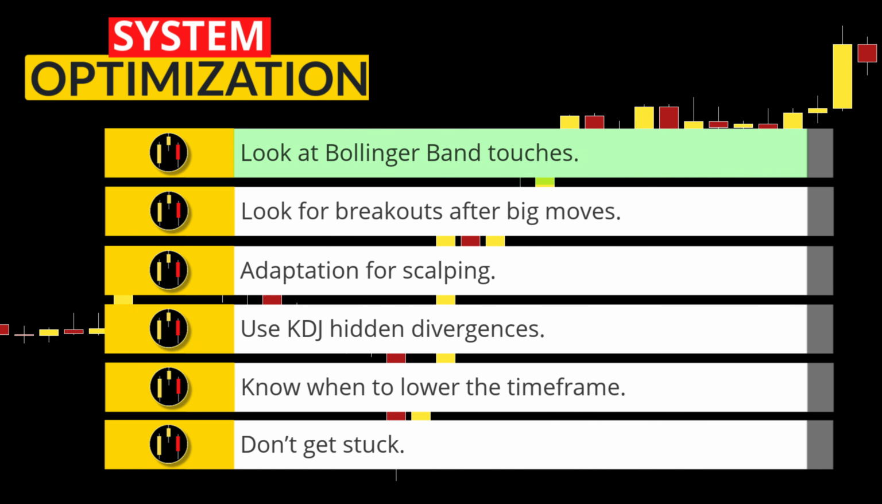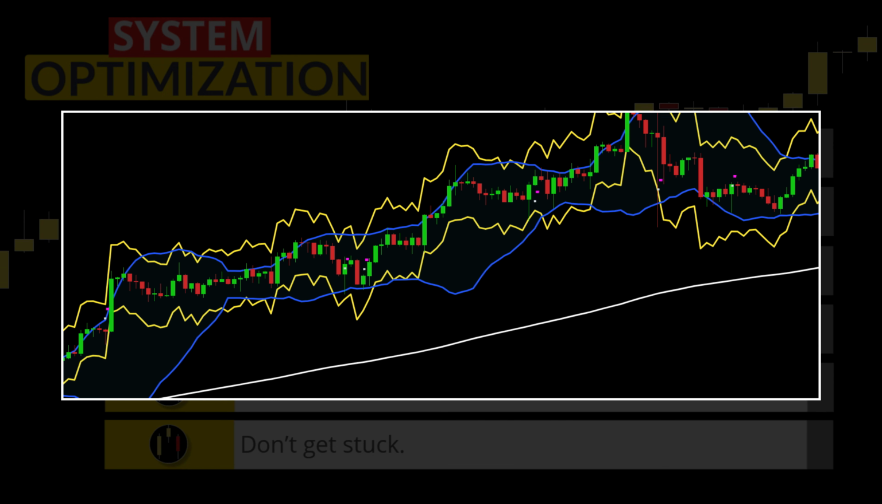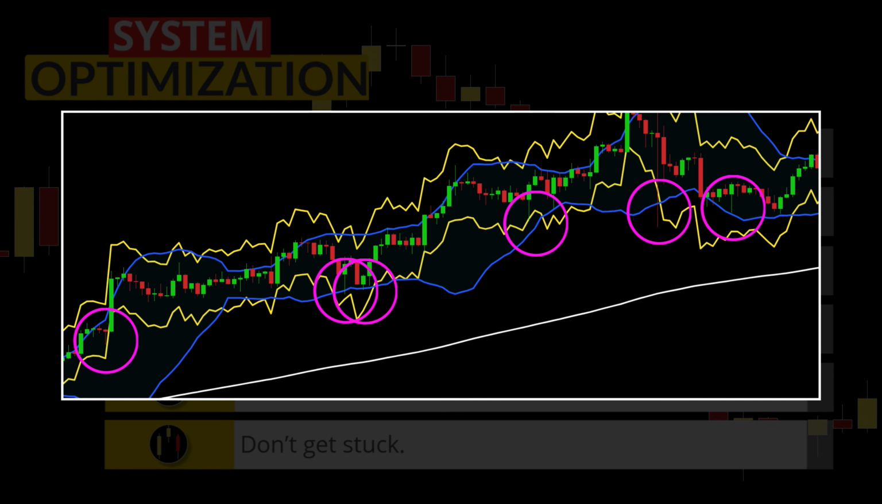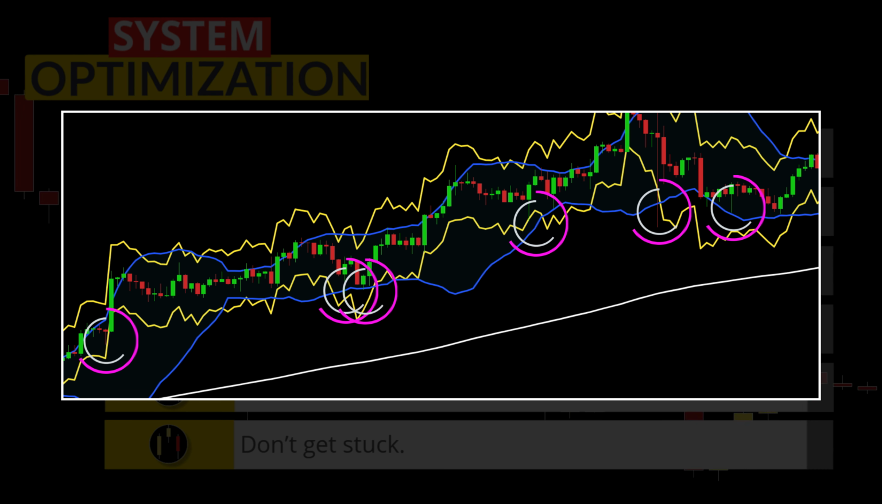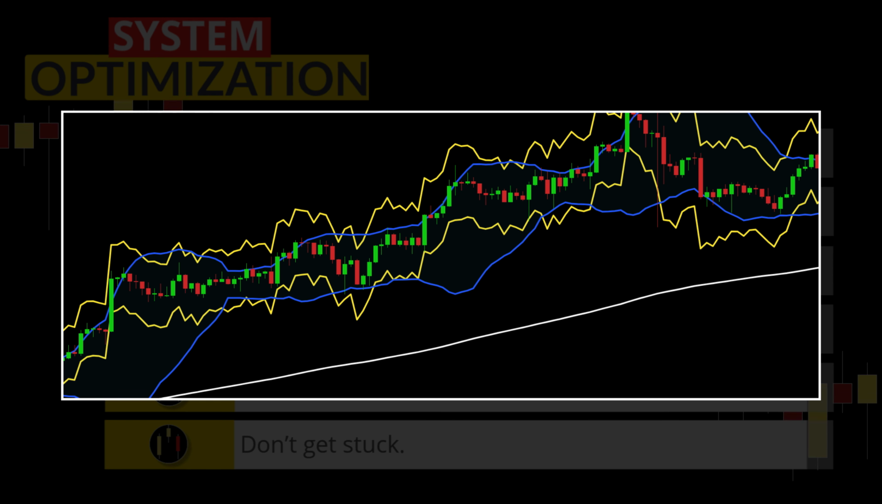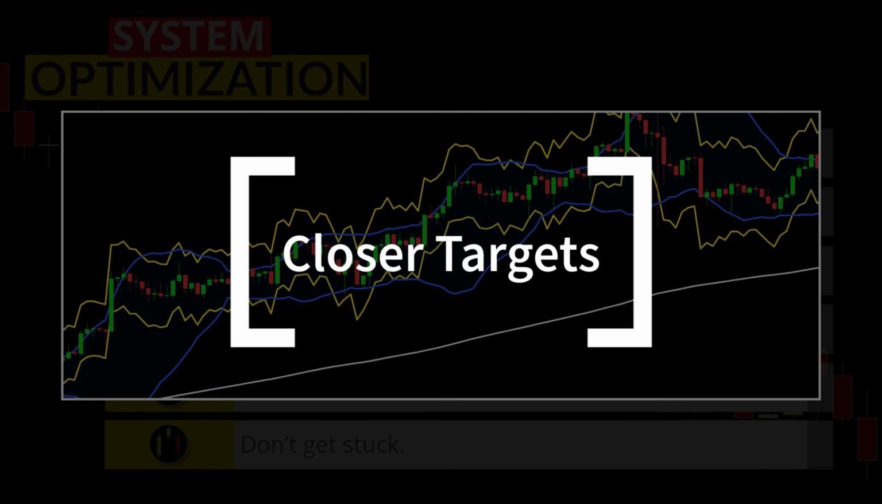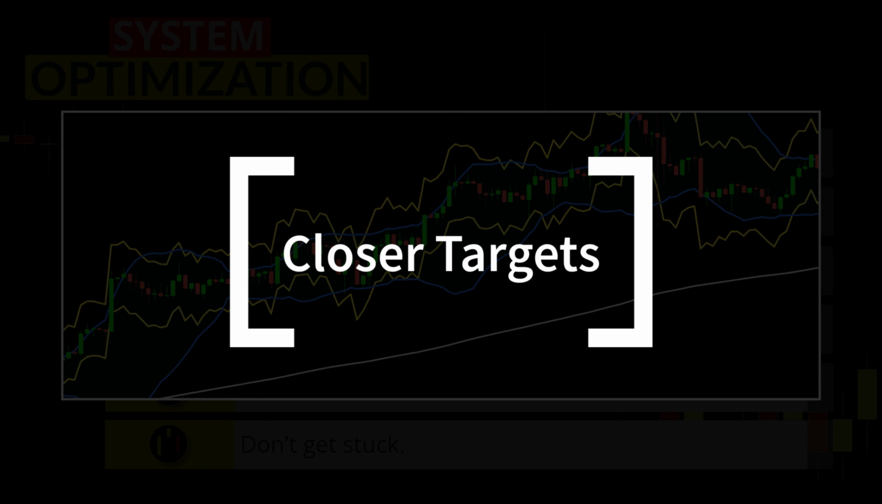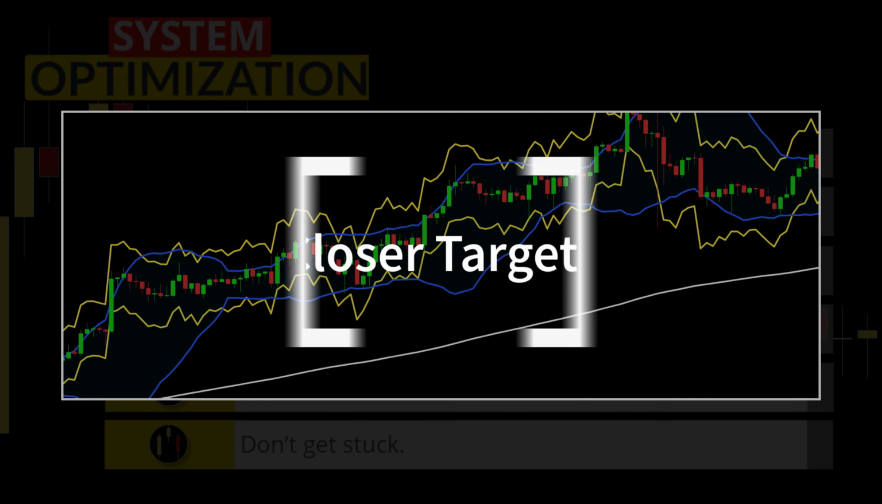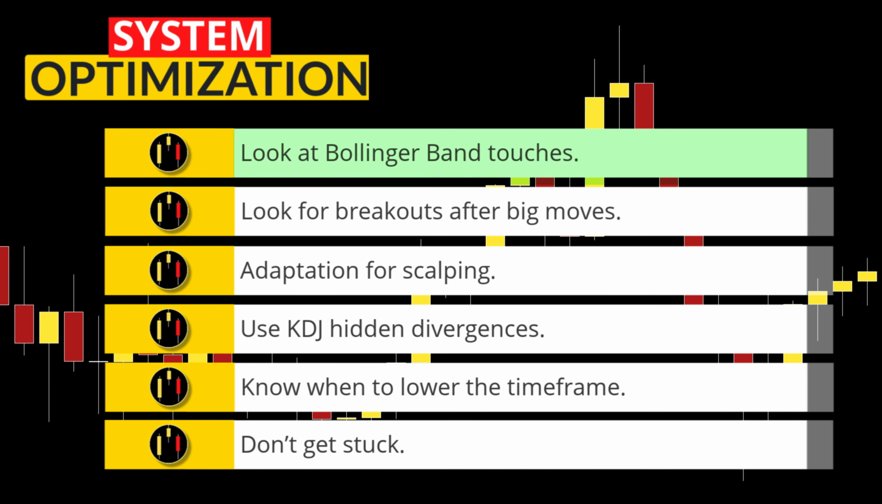First, there are many times when this system works where there are touches of the Bollinger Band rather than a close above or below. Taking these setups will yield many more trades, but changing the take profit level for this type of setup would probably be necessary, specifically moving it closer to your entry.